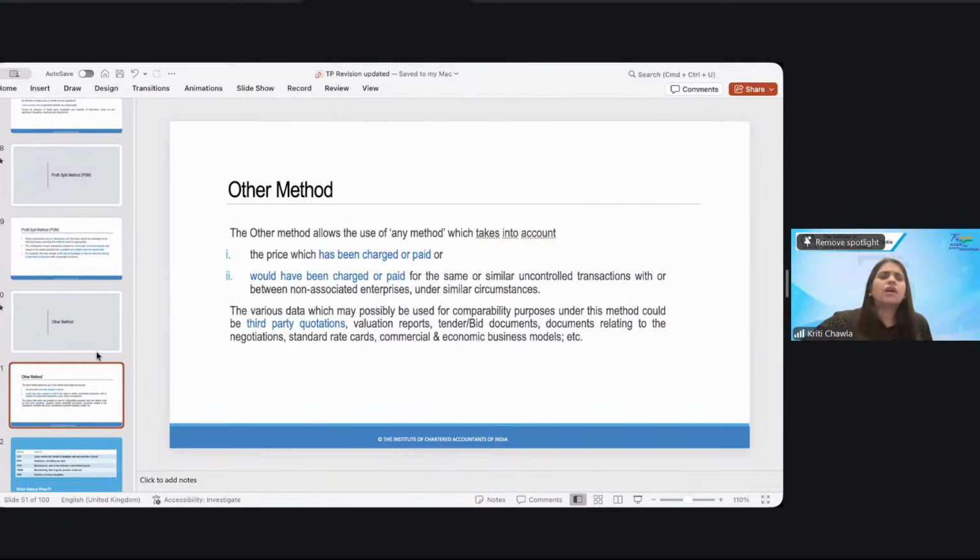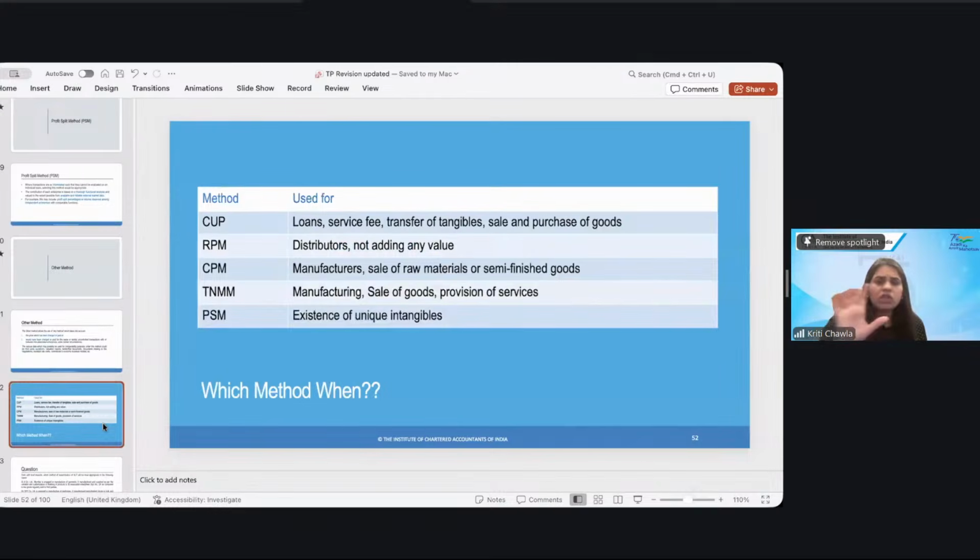So with this, I think we finished with all the methods out there. This is a slide for summary which talks about which method is going to be used when. So this is the COP method. It can be used for loan transactions, service fee transactions, or any transaction for that matter, as long as you have data available. Transfer of tangibles, sale and purchase of goods, etc.